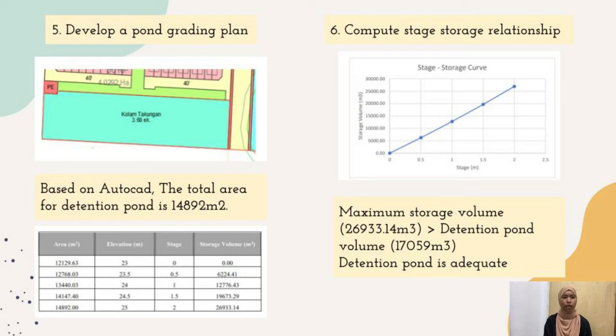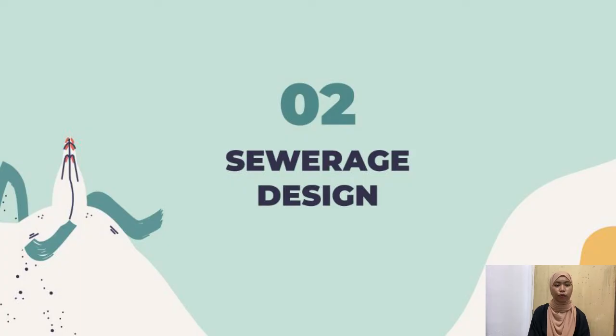Step number 6, we compute the stage storage relationship. So we can conclude that the provided volume is more than the required detention pond volume, so the design for the detention pond is adequate. Next, let's move to the second minor department, which is sewerage design.